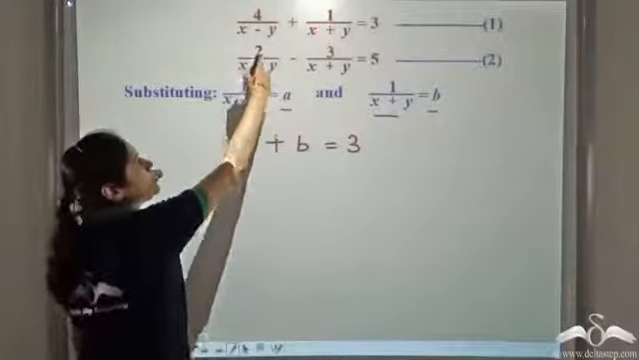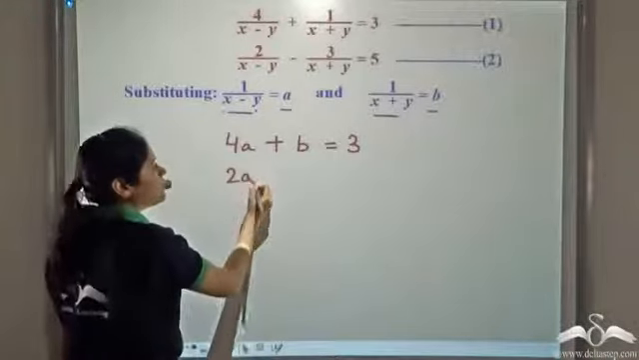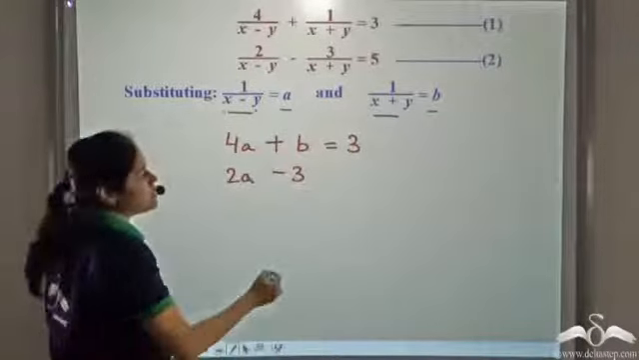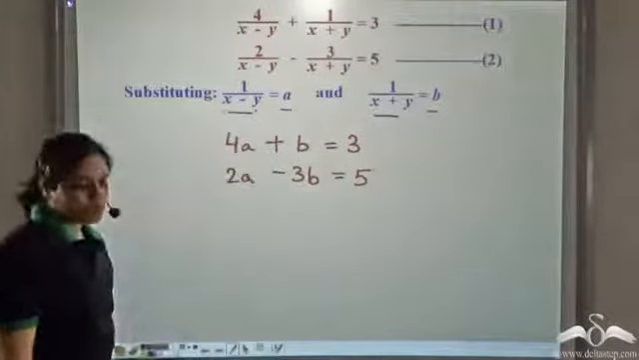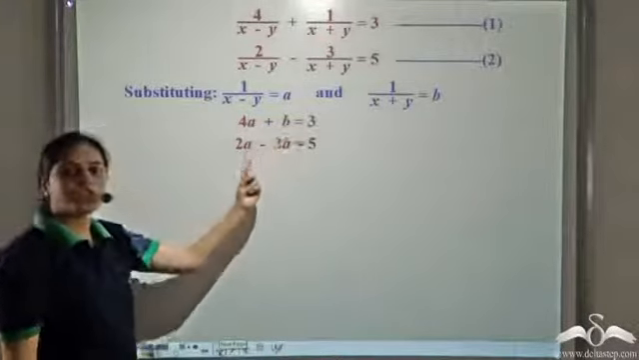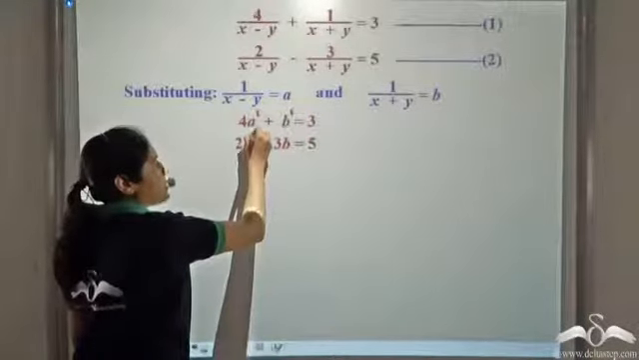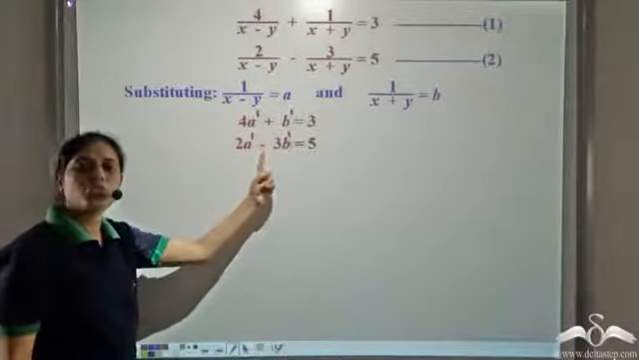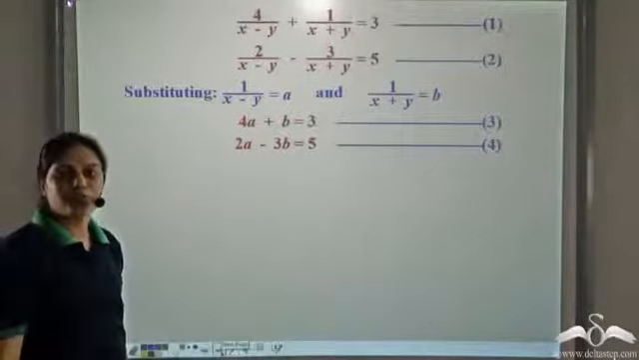Now equation 2 is 2 into 1 by x minus y, so 2 into a, minus 3 into 1 by x plus y, so 3 into b, is equal to 5. So these are the two equations which we have got. Now these are linear equations in two variables a and b. Power of a is 1, power of b is 1, power of a is 1 and power of b is 1. So these are two linear equations in two variables a and b. Let us call them equation 3 and equation 4.